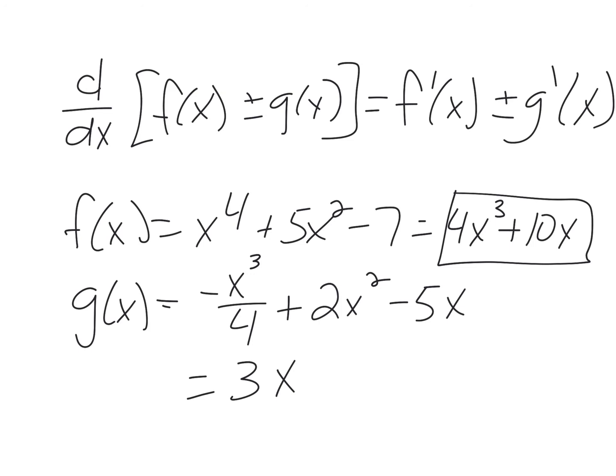and take 1 away from the exponent, which is 2. It's still negative, don't worry, I didn't forget. All over 4. Plus, bring the 2 down, so it'll be 2 times 2 is 4, which is 4x. And then derivative of negative 5x is negative 5.